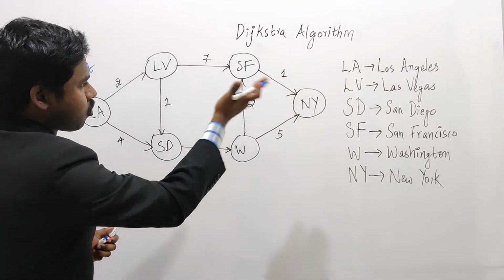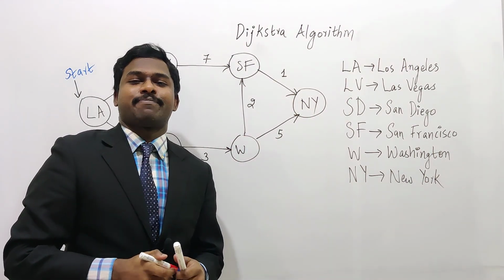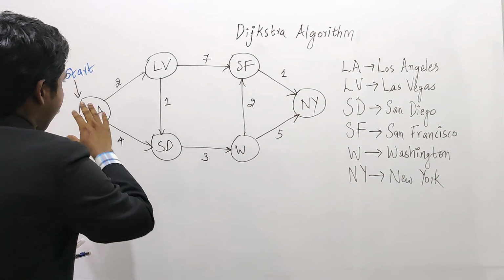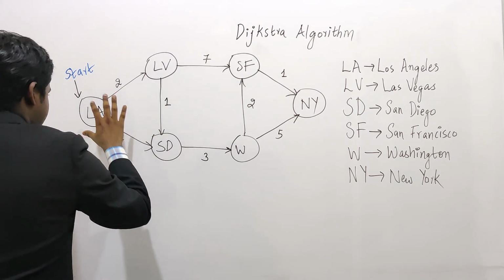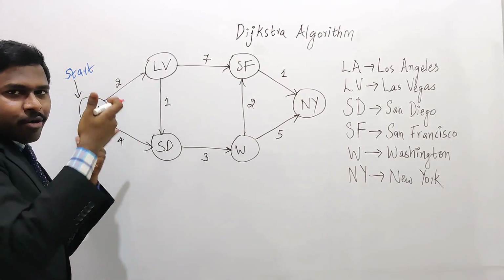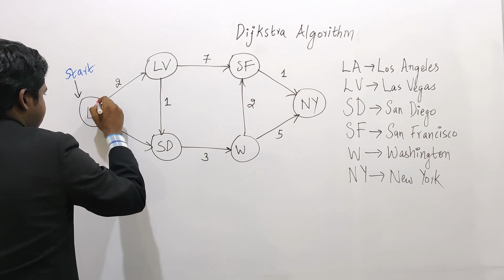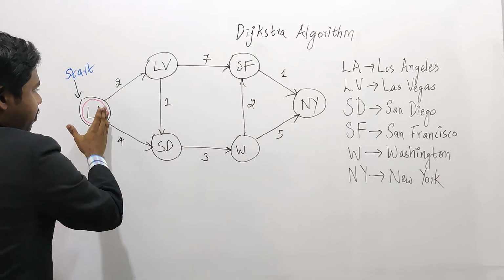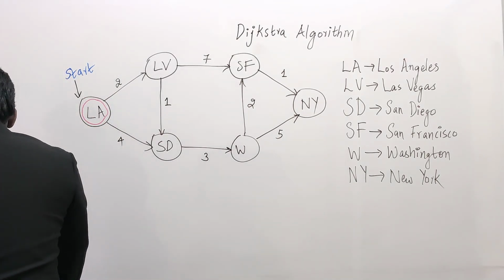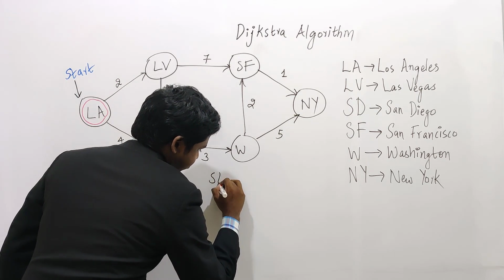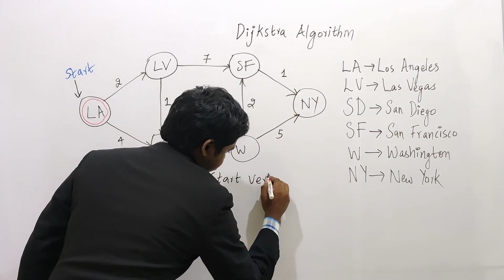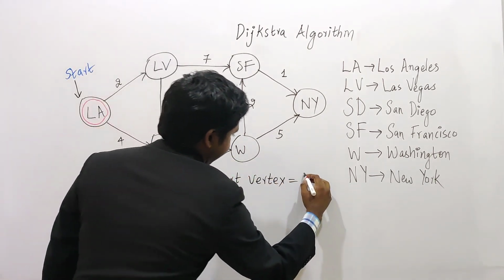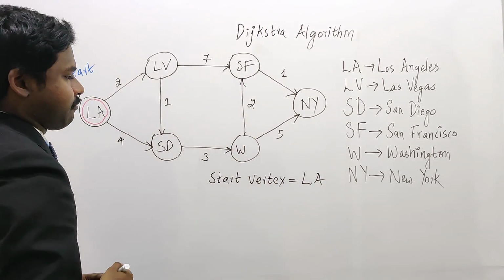Now you have to go to all of these places in the shortest path, right? You have to visit all of these places in the shortest path now using this algorithm. Now, once you have identified this as the start vertex, so you are right now here, right? You're right now here. So let me circle this. You are right now here. Now from here, what you have to do is, so let me write it down. So start vertex should be there. Start vertex or the start node is what? LA. LA is the start vertex.